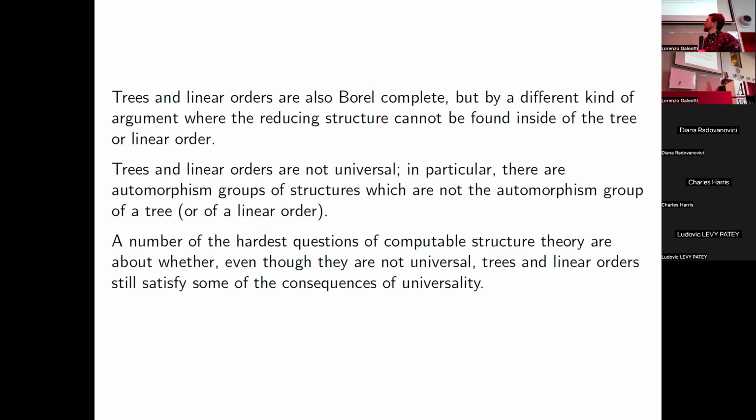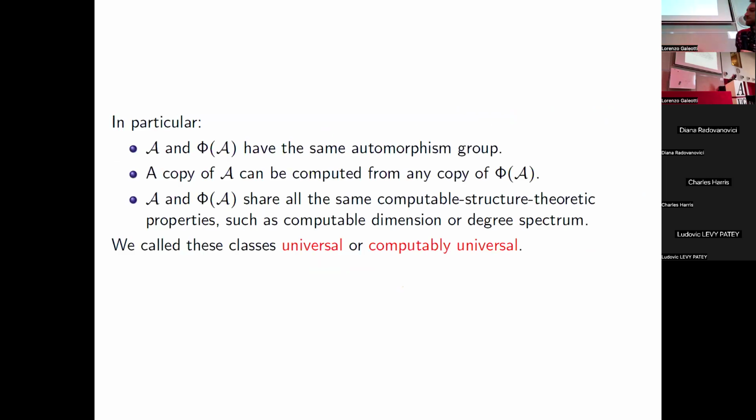A lot of the hard questions in computable structure theory are saying, okay, here's some property that we can get in some structure. Can I get a tree that's like that? Or can I get a linear order that's like that, right? How close are they to satisfying these consequences of universality without actually being universal?